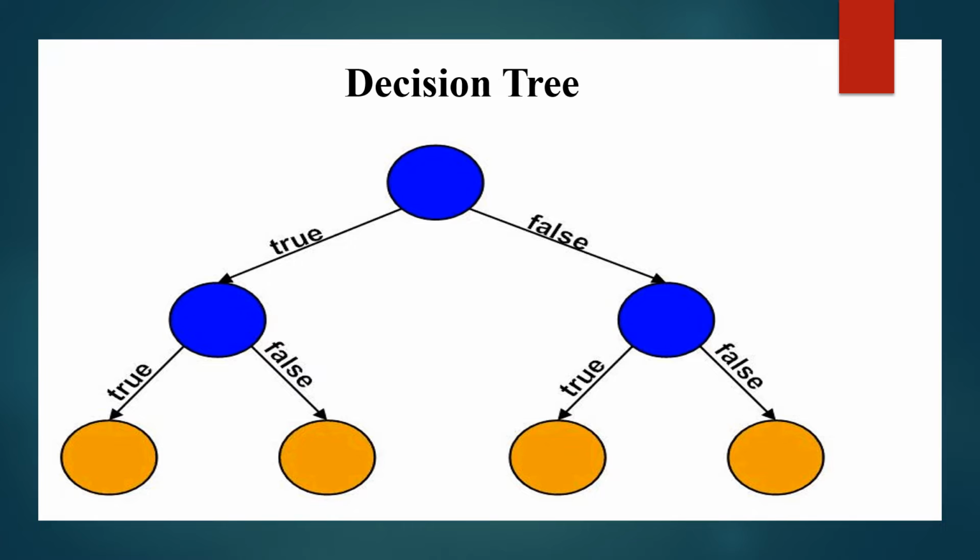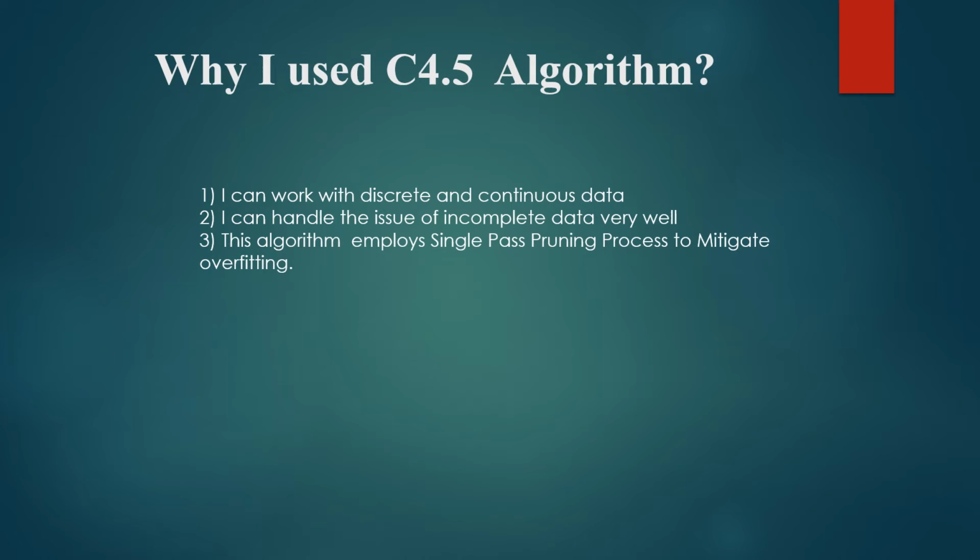There are several ways to design decision trees, including algorithms such as CART, ID3 and C4.5 that perform differently as the mathematical functions are different for each of them. The C4.5 algorithm is used in data mining as a decision tree classifier, which can be employed to generate a decision based on a certain sample of data. It can work with both discrete and continuous data. And C4.5 can handle the issue of incomplete data very well. And also the algorithm inherently employs a single pass pruning process to mitigate overfitting.